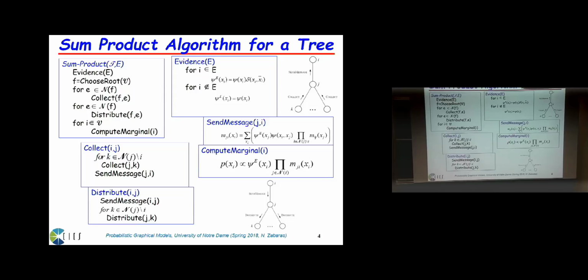If you have this message and you want, let's say, to compute the marginal of a given node, the only thing you have to do is multiply all the messages arriving to that node times the potential of that node, then normalize. Okay? And we already discussed, if you want, let's say, the joint distribution of I and J, you can sort of write a similar algorithm with what we derived for chains.